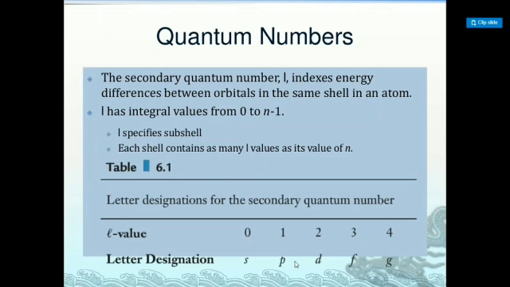The secondary quantum number l indexes the energy difference between the orbitals in the same shell in an atom, that means subshell. L has integral values 0 to n minus 1. L specifies the subshell. Each shell contains as many values as its value of n. Later, designations of secondary quantum numbers are given here. Value of l 0, 1, 2, 3, 4. Letter designation s, p, d, f and g. For 0 it is s, for 1 it is p, for 2 it is d, for 3 it is f and for 4 it is g.